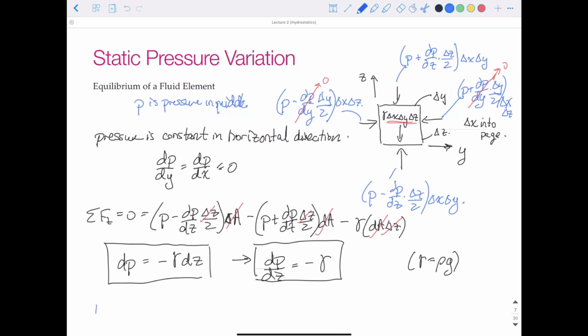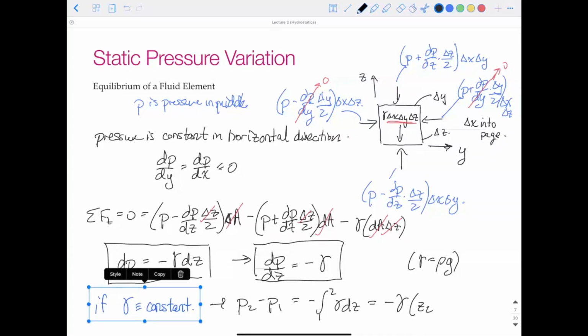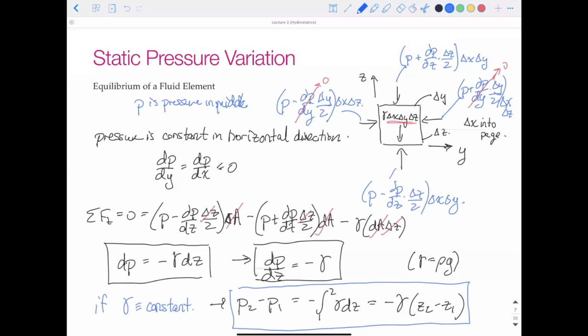So if gamma is constant, then we end up with the equation P2 minus P1 is equal to the integral from point 1 to point 2 of negative gamma dz, which is just equal to negative gamma times Z2 minus Z1.